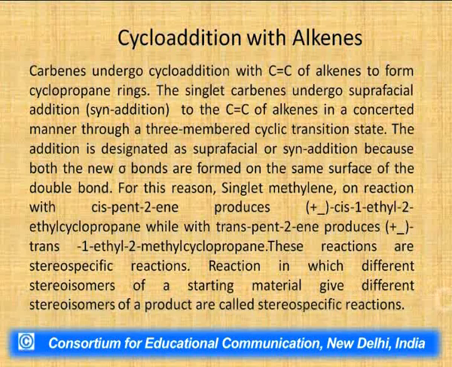For this reason, singlet methylene on reaction with cis-pent-2-ene produces a racemic mixture of cis-1-ethyl-2-methyl cyclopropane, while trans-pent-2-ene produces plus-minus trans-1-ethyl-2-methyl cyclopropane. So, we can say that there is a syn addition or suprafacial addition. These reactions are stereospecific reactions, reactions in which different stereoisomers of a starting material give different stereoisomers of a product are called stereospecific reactions.